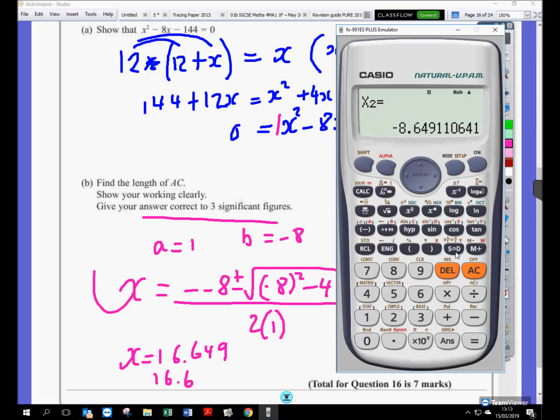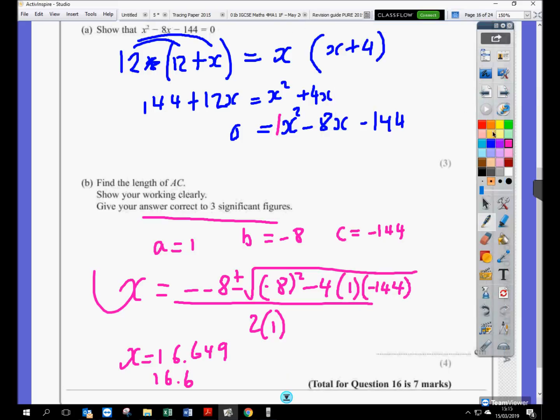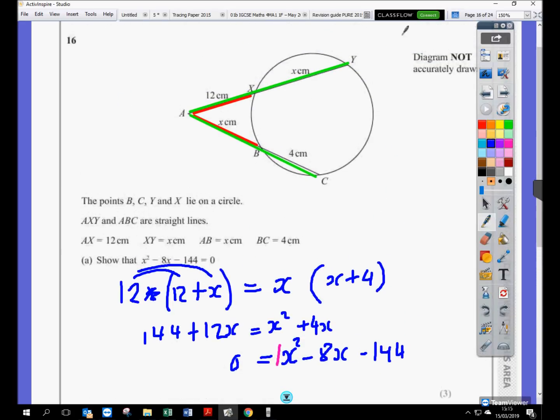Now, you don't need minus 8.64 because you cannot have a negative length. Okay, so you can write it down and cross it out, or just not write it, it's up to you. So we've just figured out that x is 16.6.